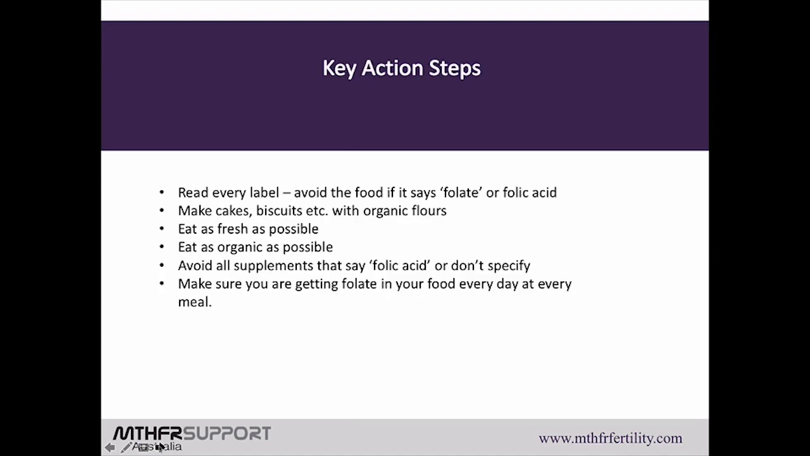So your key action steps are going to be: 1, read every single label. Avoid the food if it says folate or folic acid. Better still, if you want cakes and biscuits and breads, either buy organic or make your own, because then at least you know what you're getting and you can avoid the folic acid fairly easily. Eat as fresh as possible. Go to the growers markets. If you can eat organic, eat organic. Grow your own, whatever it takes for you to be able to have access to the leafy green veggies.